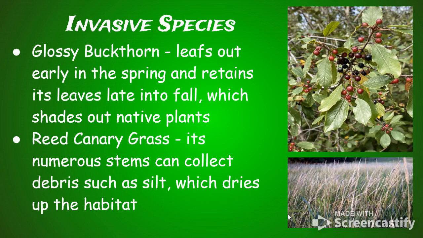There are a few invasive species found in poor conifer swamps. One of them is glossy buckthorn, which leaves out early in the spring and retains its leaves late into fall, which shades out native plants and can be harmful to their growth. Another is reed canary grass. Its numerous stems can collect debris such as silt, which dries up the habitat, which wouldn't be good also for the much vegetation that's found here.